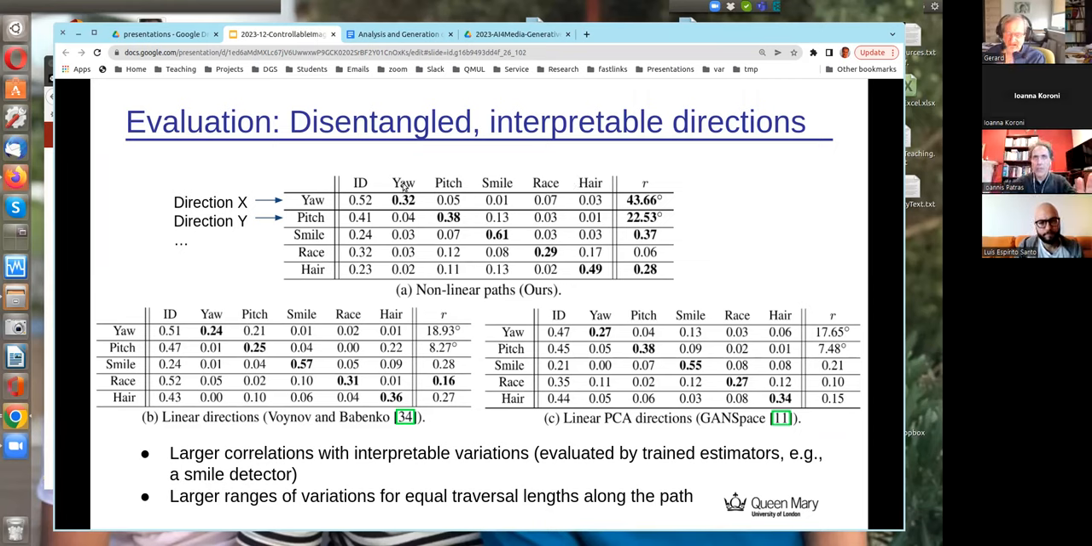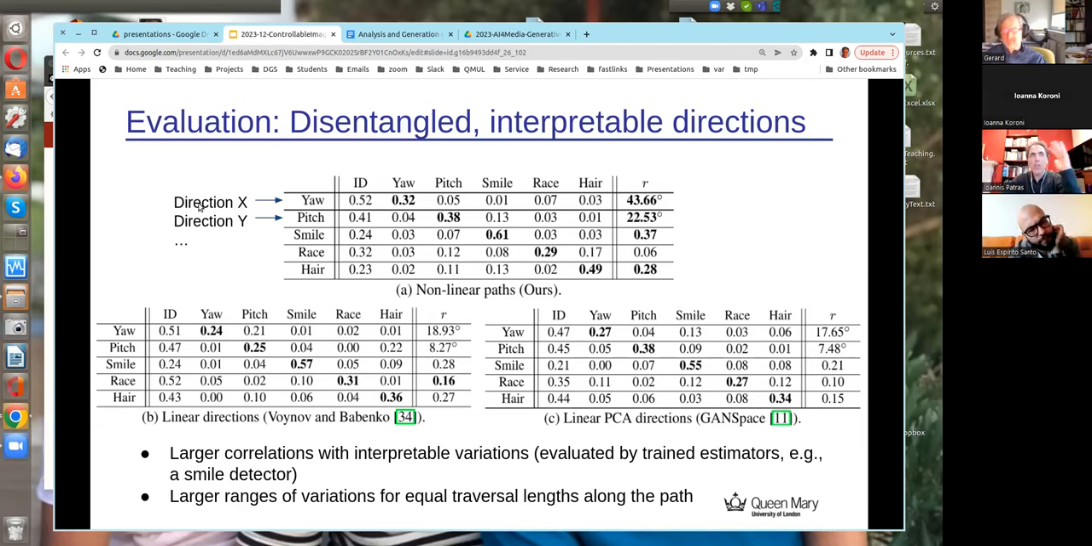So we have detectors that give, for an image, a value of whether the hair is long, for example, or about the yaw. So now what we have is images that are generated. Sorry, we have paths. So now we want to see this path here.